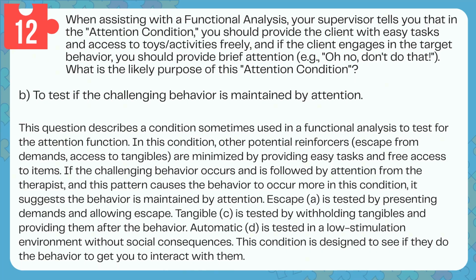Escape, A, is tested by presenting demands and allowing escape. Tangible, C, is tested by withholding tangibles and providing them after the behavior. Automatic, D, is tested in a low stimulation environment without social consequences. This condition is designed to see if they do the behavior to get you to interact with them.